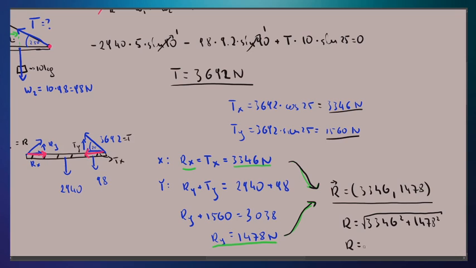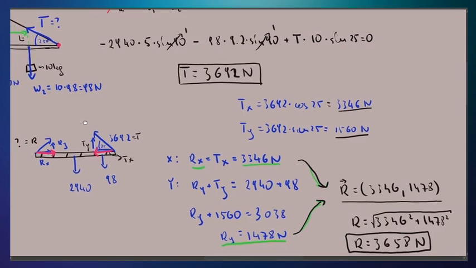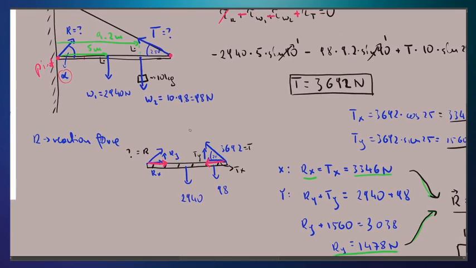So 3658 is what I see here. 3658 newtons is R, and now I have solved the problem. So I found the reaction force, and I have found the tension. Right, so the problem takes a little bit of work. It's not a very difficult problem, but it does take a little bit of work, right? We have just found R and T.